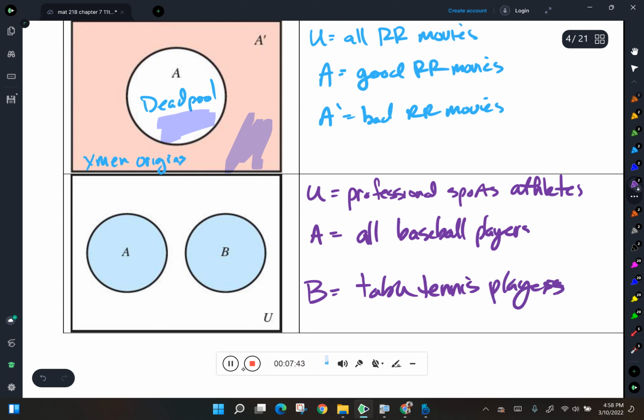And so now we're saying that here's all the baseball players over here. Here's all the table tennis players over here. Out here would be everybody who's a professional athlete but doesn't play baseball and doesn't play table tennis. And then there's no intersection because, according to Google, there are no baseball players who are also professional table tennis players.